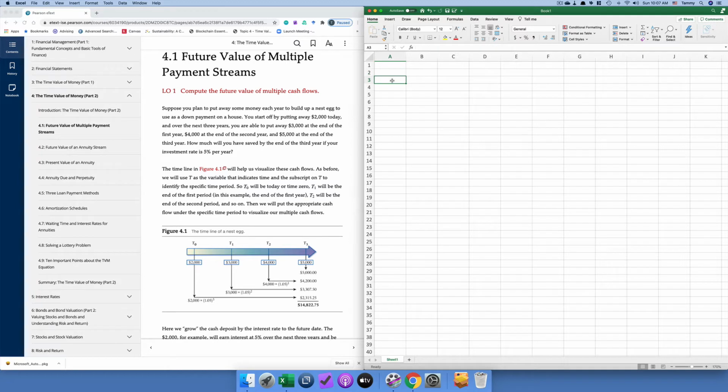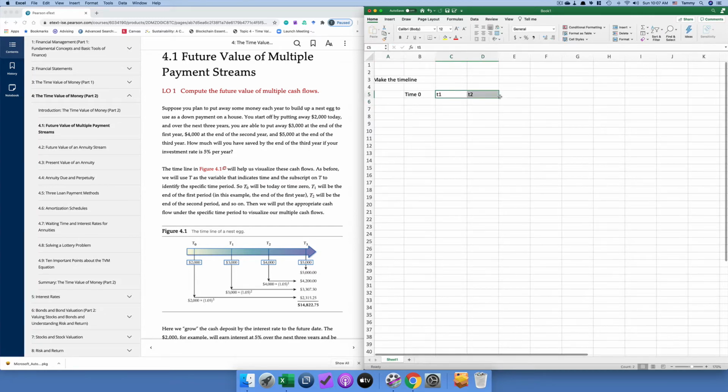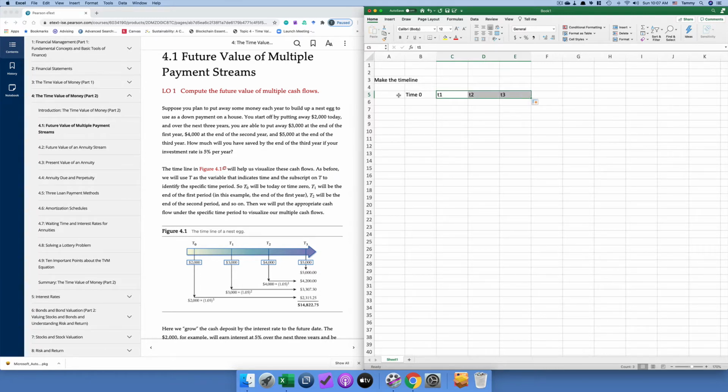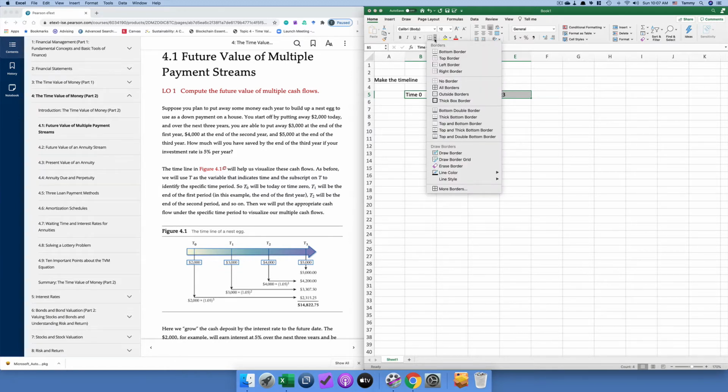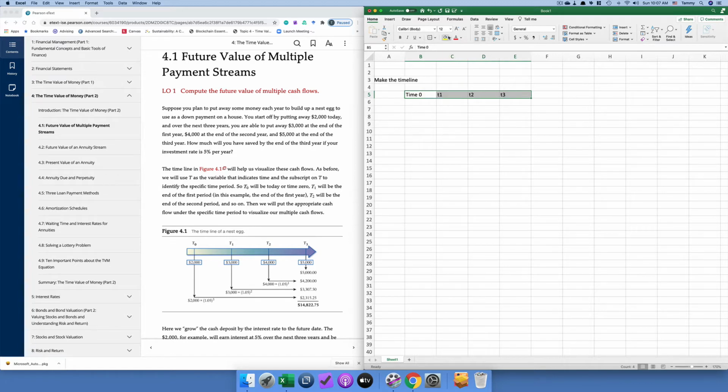And so what we can do in Excel is we can make the timeline. Right, so we have time 0. So that's sort of today. And then T1, T2, and T3. And of course, being lazy, not that it really makes that much of a difference. There we go. Okay. So there's our timeline. In fact, we can sort of make this look kind of like a timeline by giving it an outside border and giving it some color. Put those in the middle. Right, and there it is.